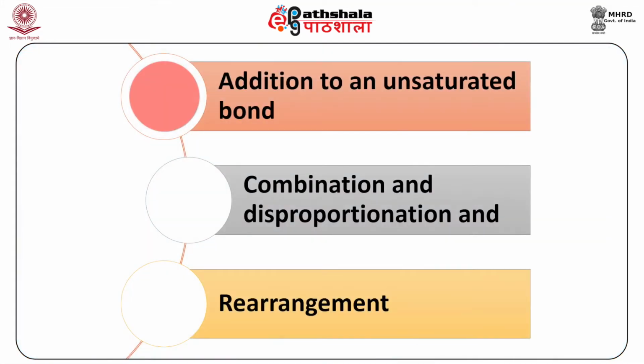A third alternative for a radical is to decompose in a unimolecular reaction, giving rise to a new radical and a spin paired molecule. We can also see these possibilities of radical reactions in four categories. They are addition to an unsaturated bond, combination and disproportionation, and rearrangement. These processes lead to stable end products.